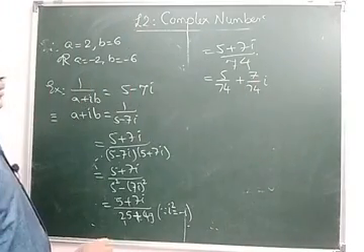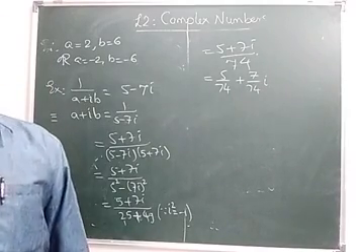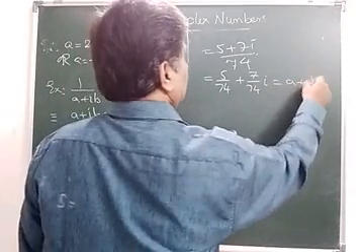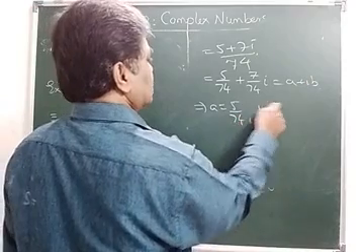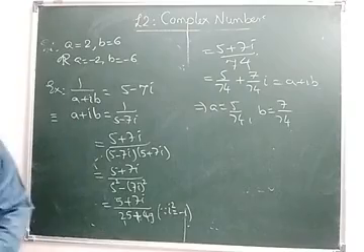Okay. So you have to find the values of a and b. Okay. This is your a plus ib, which implies a is 5 by 74 and b is 7 upon 74. Is it clear?